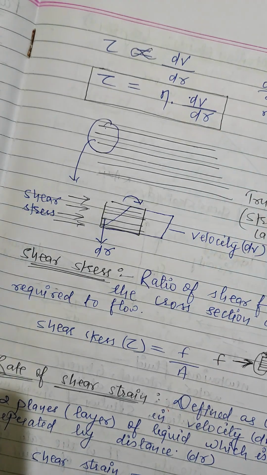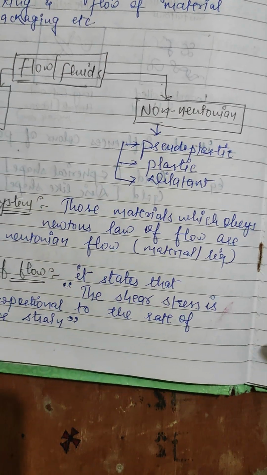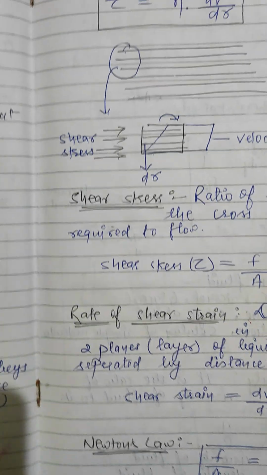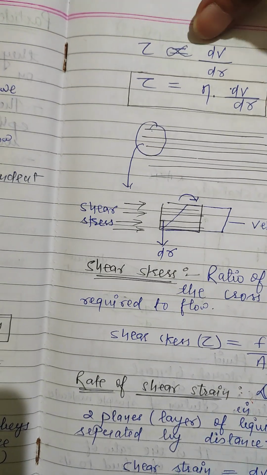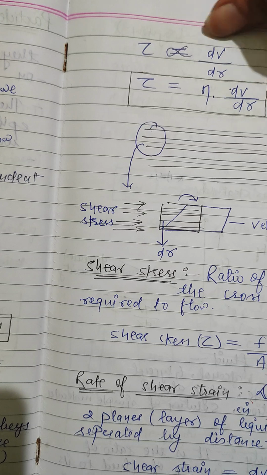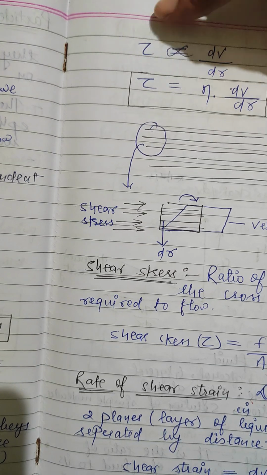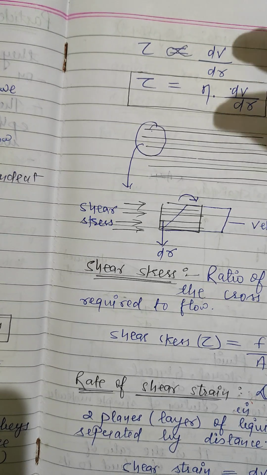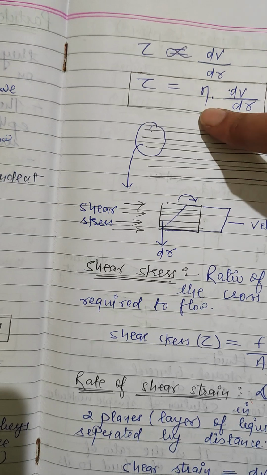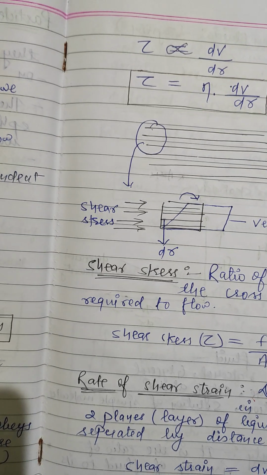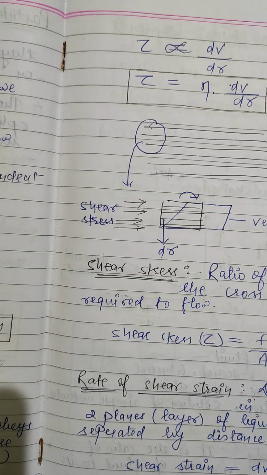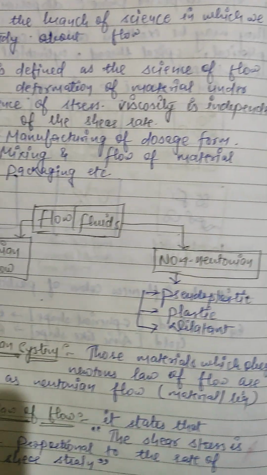So what is basically Newton's law? The shear stress is directly proportional to the rate of shear strain. Shear stress is represented by tau, directly proportional to dV by dr, that is the shear strain. This is the shear stress which gets applied on a fluid, and this is the shear strain. Shear strain means the deformation of any fluid, and eta is the viscosity. So the fluids which obey Newton's law are known as Newtonian flow.